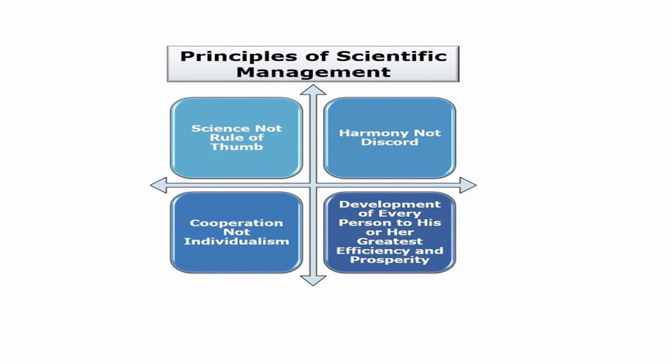Second, harmony, not discord. This principle states that there should be cooperation between management and the workers. In order to achieve the best possible results from the business operations, it is essential that there should be a harmonious relationship between the management and the workers. According to this principle, attempts should be made to obtain harmony in the group action rather than discord. Workers should have a sense of belongingness towards the organization.